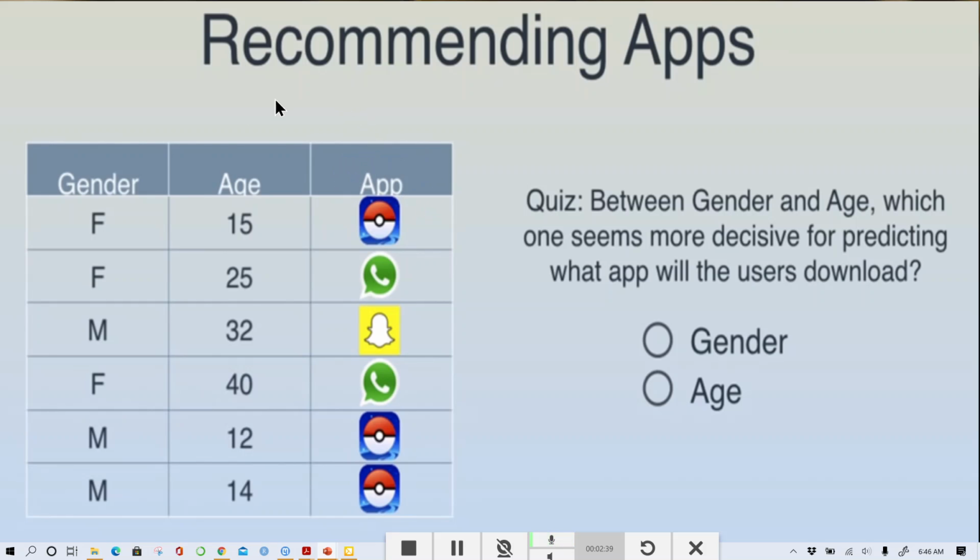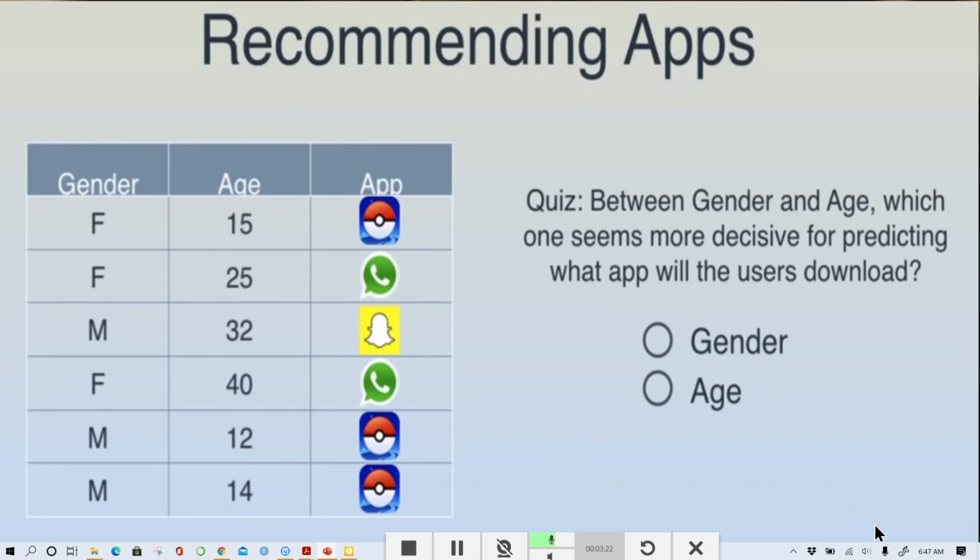And we would like to see if the information or the values we have in gender and age for each customer can provide information as to what app this customer might eventually download. So, the big question before us is, between gender and age, which one of these variables provides the most useful information in predicting what app a particular customer might eventually download? Was it gender? Was it age? Do you recall what we discussed then?